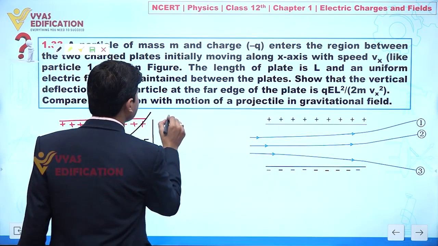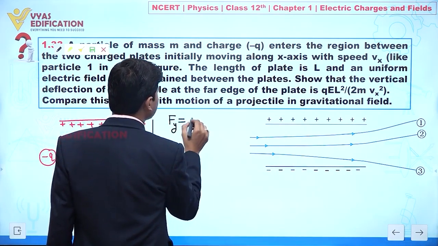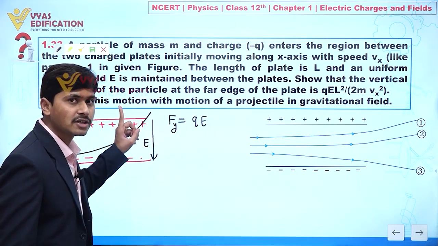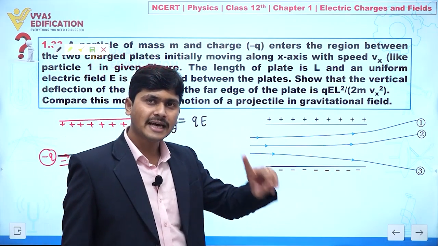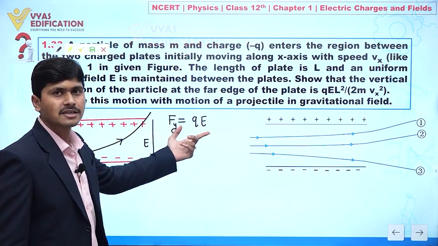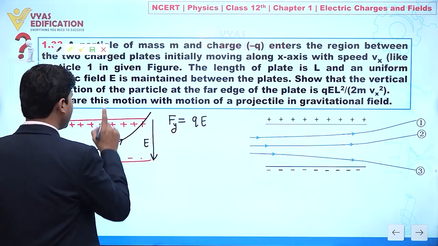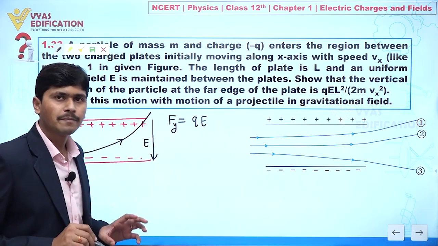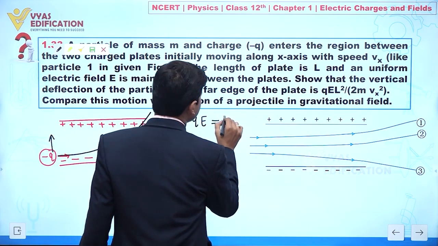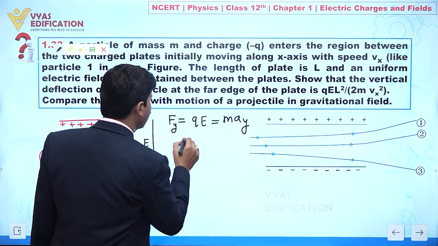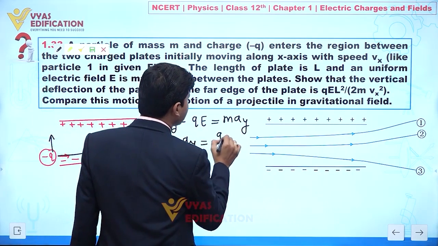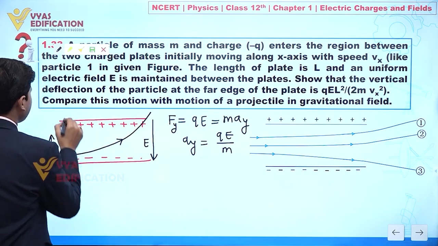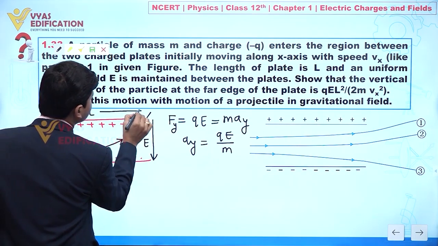Yes, we can write like this: force, this is acting in the y direction, this is QE, but in what direction? Upward direction. Clear? If we are not taking the direction into consideration, you will write a minus here. Clear? But I already assume that this force is acting on the charged particle in the vertical upward direction. So we can write this as m times ay. Clear? So from here we can say ay is given by QE by m. Clear? In this question the length of this plate is given to you, this is L.